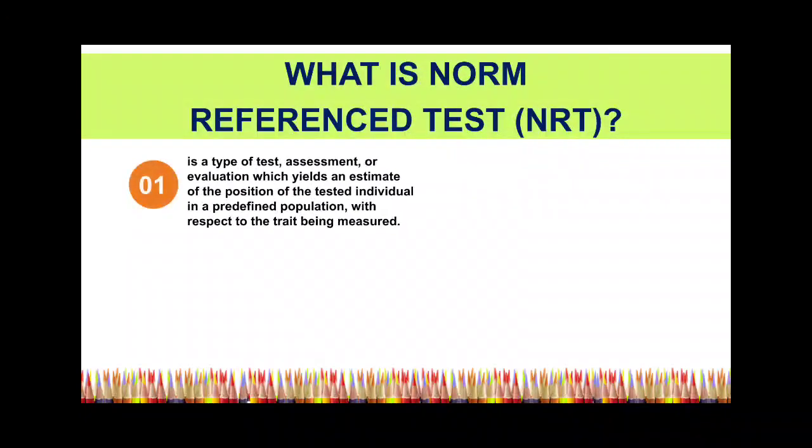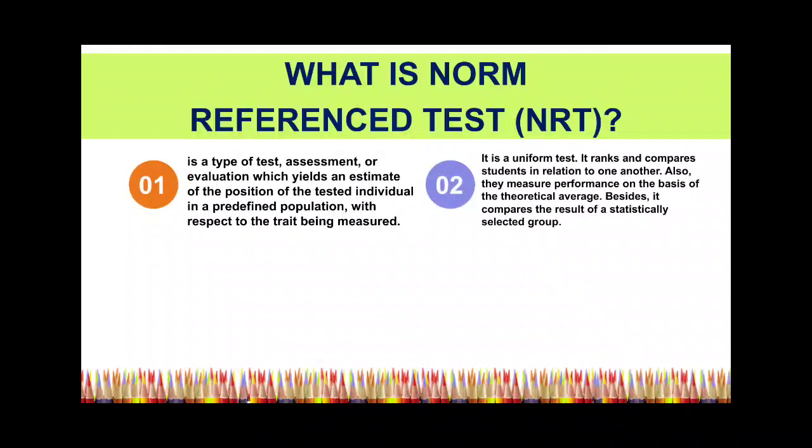So NRT is a type of test, assessment, or evaluation which yields an estimate of the position of the tested individual in a predefined population with respect to the trait being measured. Also, it is a uniform test. It ranks and compares students in relation to one another. Also, they measure performance on the basis of the theoretical average. Besides, it compares the result of a statistically selected group.